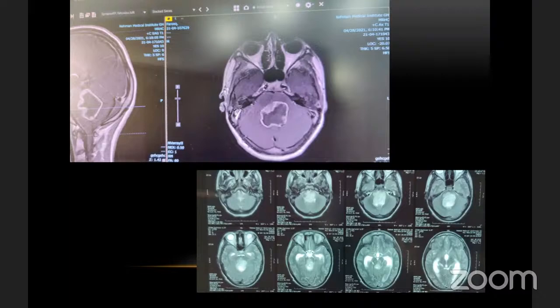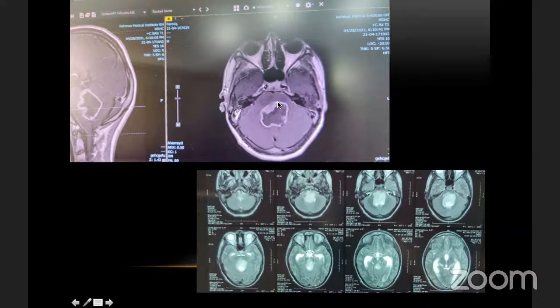And whenever you're operating on pilocytic astrocytoma, what you need to consider is you have to take out the mural nodule. If you don't take out the nodule, then the recurrence rates are high. Not just decompressing the necrotic mass or the cystic cavity, taking out the nodular mass is also equally important. This is the most important part when you're operating on a patient with pilocytic astrocytoma.